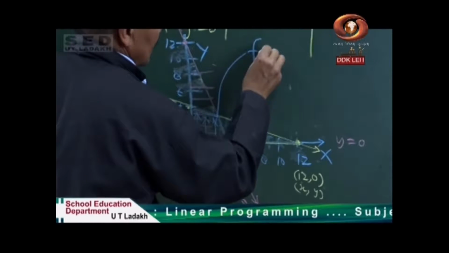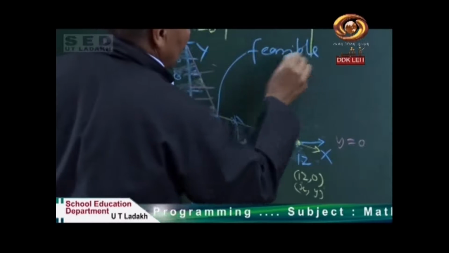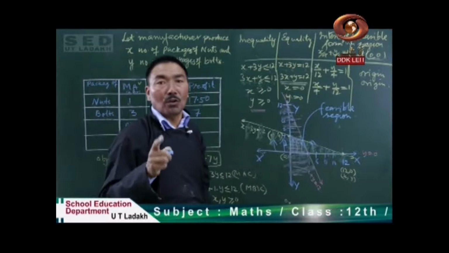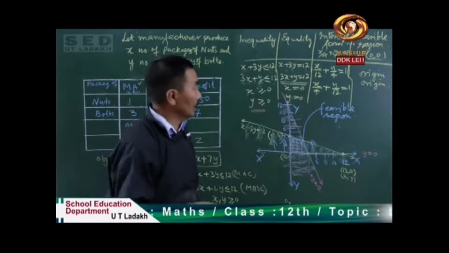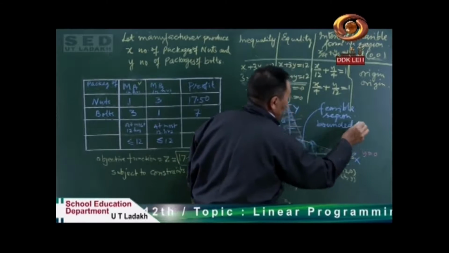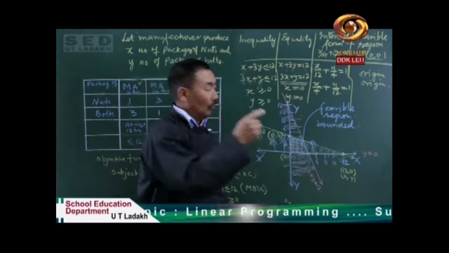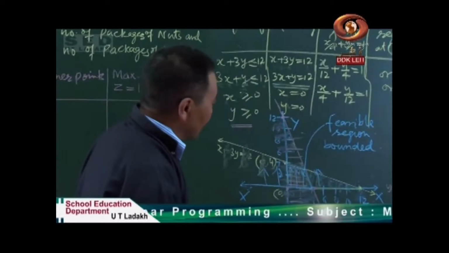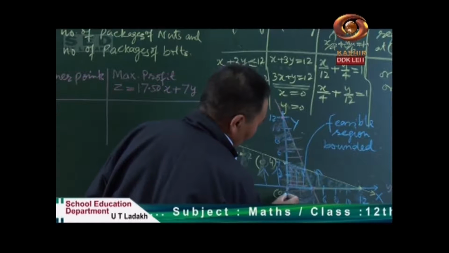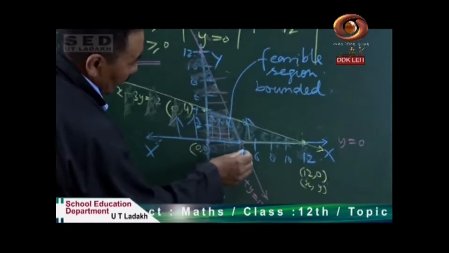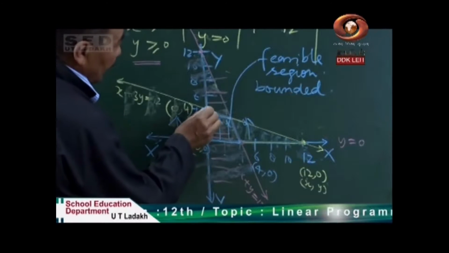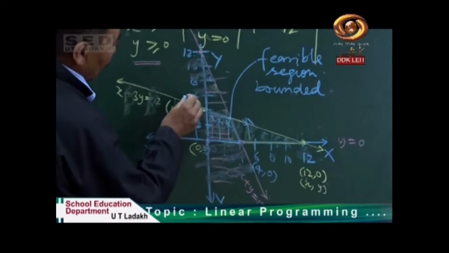For that we say feasible region. Feasible region is nothing but the common region of all these linear inequations, and it is bounded also. Bounded means you will find maximum and minimum value in this portion. So students, we try to find out the corner points. Corner points, that is origin, and this is 4, 0, and this one is 0, 4.